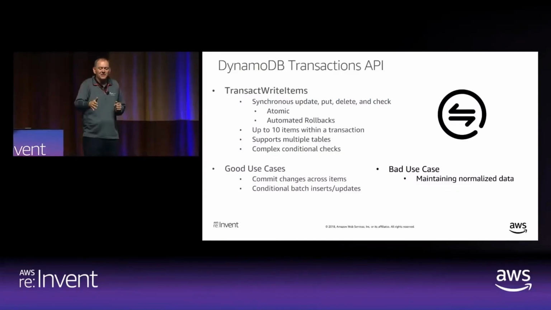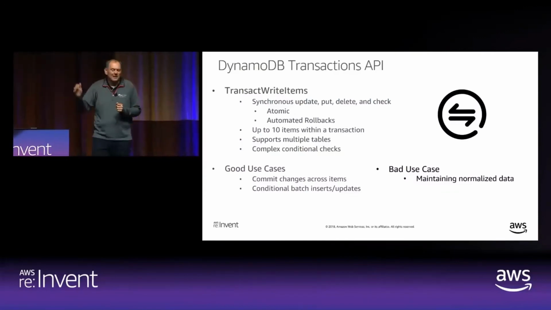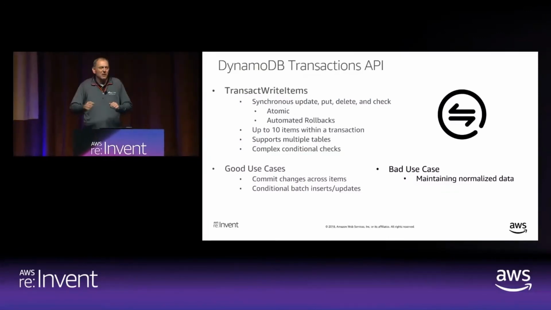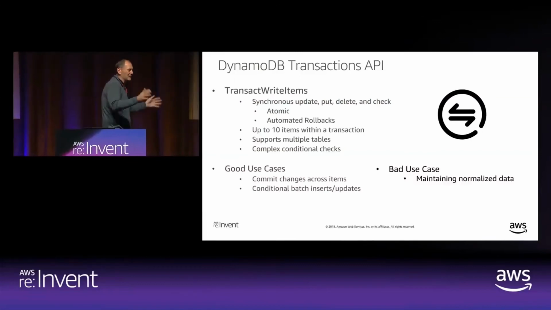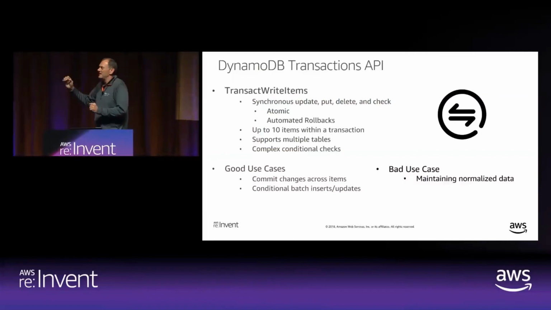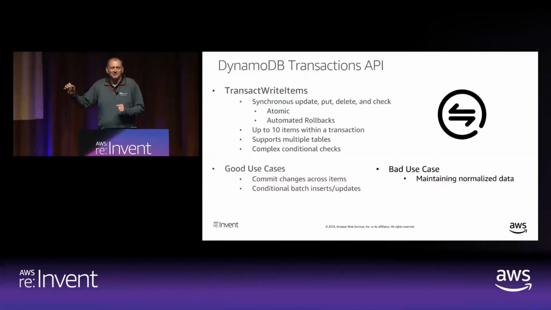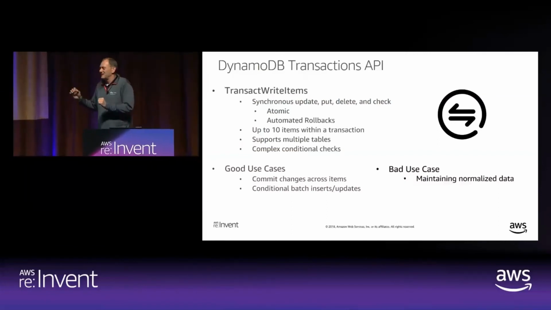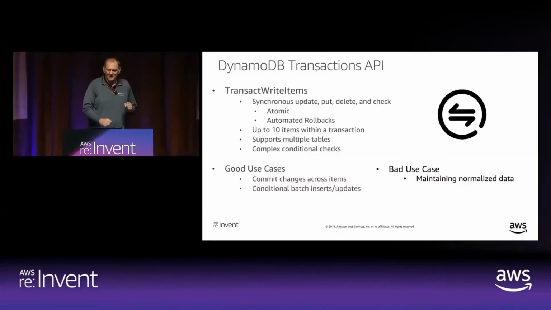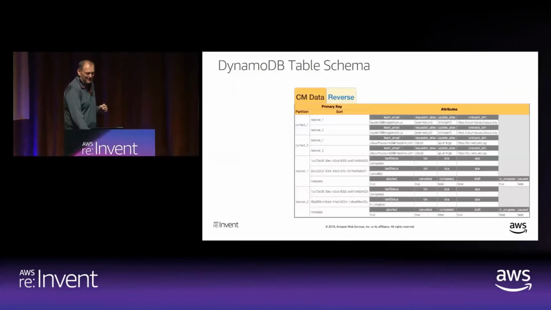So good use cases for this: commit changes across items. Absolutely, love it. Conditional batch inserts and updates. We can have multiple conditions defined within a transaction. If any of those conditions fail, none of those items will get written. That's a great use case. Really bad use case: maintaining normalized data models. Please don't do that. Transactions are here for you, but they're not a crutch to make your relational models work, all right? That's actually going to be a real bad pattern for you.